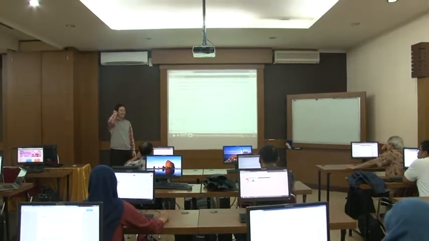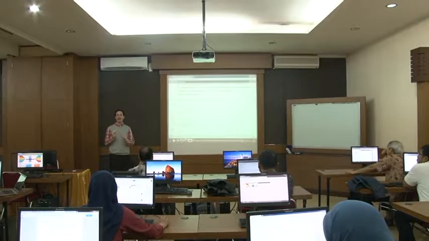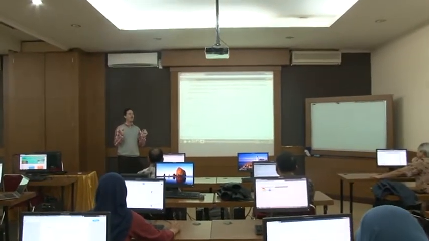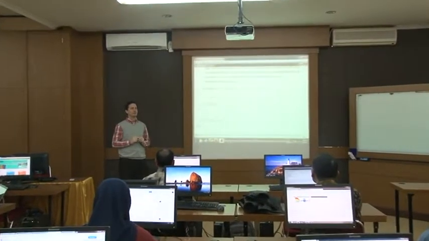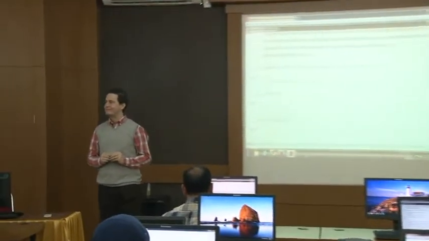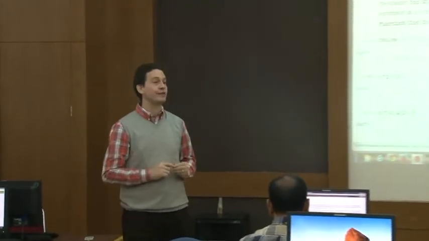Alright? Can you guys create now a pure function to calculate the cubic root? A pure function to calculate the cubic root.